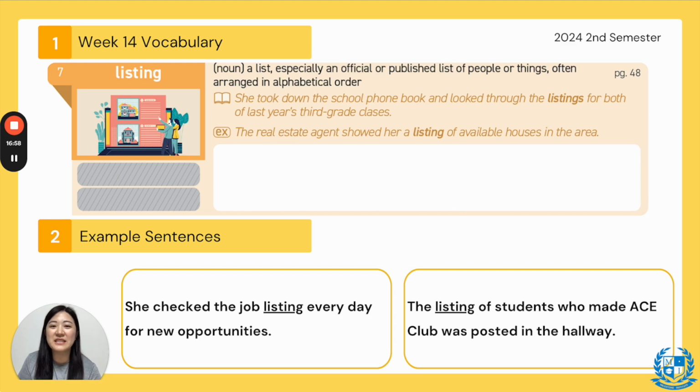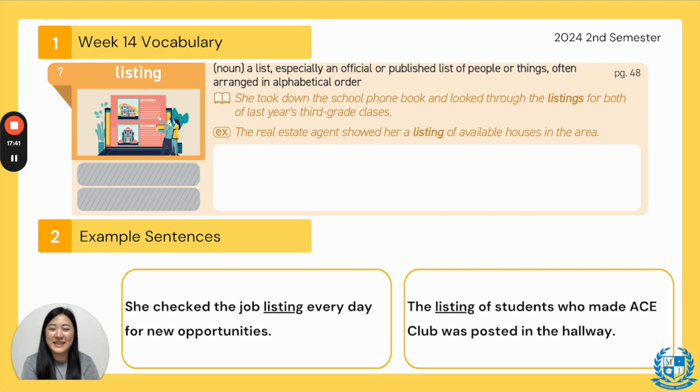In our book, it says, she took down the school phone book and looked through the listings for both of last year's 3rd grade classes. And as you can see, there is a mistake. This should say, of course, classes. So here, we don't really have these anymore, but there used to be a school phone book where it had all the names and the phone numbers of all the students and the teachers, and she was looking through that to find all the 3rd graders from last year. But I don't think they have it anymore because it's a violation of our privacy.